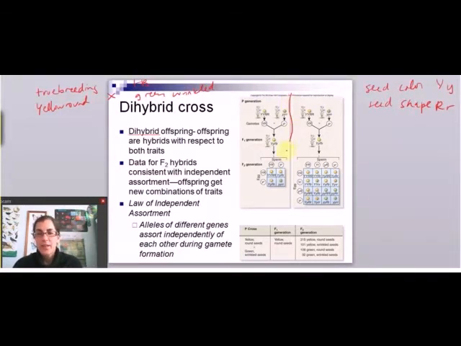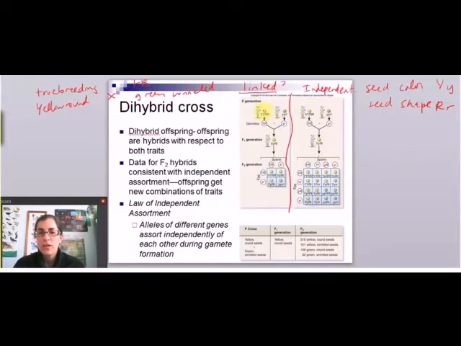On this slide here, we have two different Punnett squares. This is the Punnett square if the traits are linked. This is what the result would look like. This is the Punnett square if they are independent. So we're starting with the same thing here. So again, the true breeding yellow round with the true breeding green wrinkled.